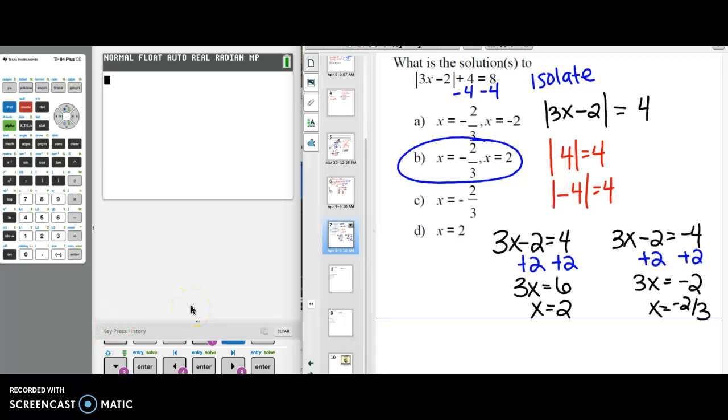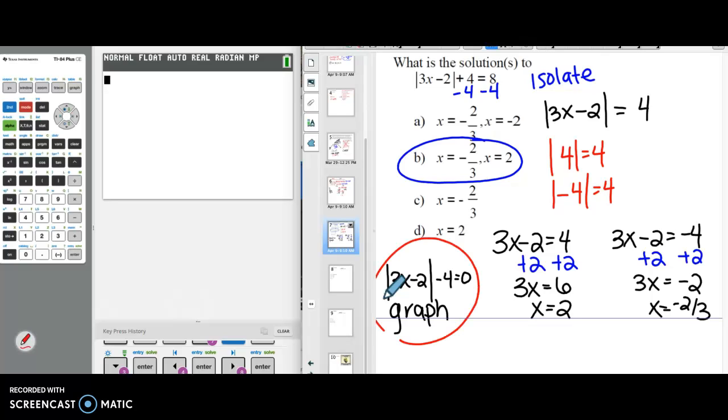And something else that's kind of cool, just to go back to the absolute value one, is if you do want to, you could actually at the beginning subtract 8 from both sides, get the absolute value of 3x minus 2 and minus 4 equals 0. And we could graph that and look for the x-intercepts, if that's like a method that you've been liking or enjoying.